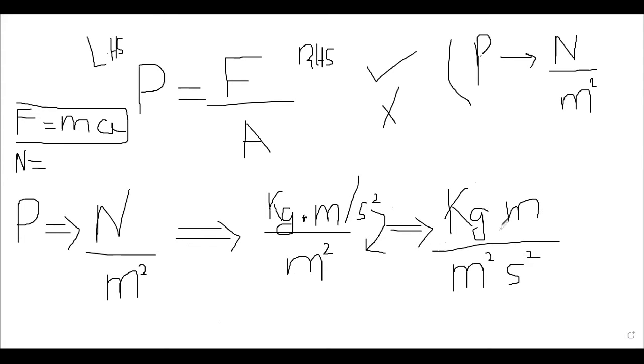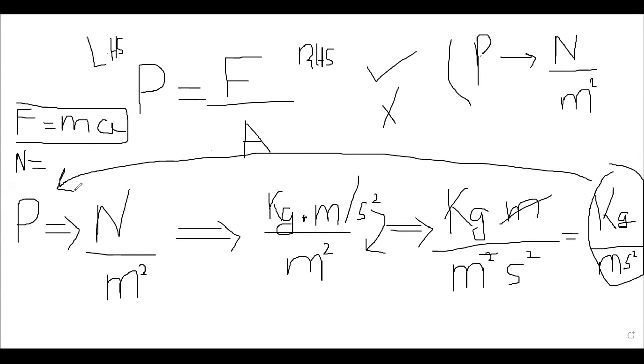Okay. Simplify it more, so 1m goes with this square. We are left with kilograms over meter second square. Okay, so this is the fundamentals for pressure. Okay, so left hand side is done. We need to check the right hand side. So it's kilogram over meter second square. This is the left hand side.